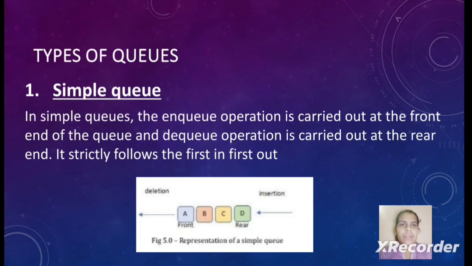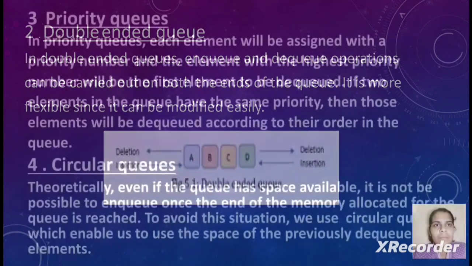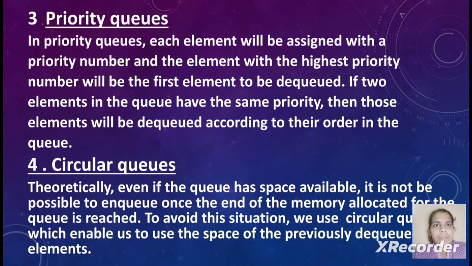Types of queues. First one, simple queue. In simple queues, the enqueue operation is carried out at the rear end of the queue and the dequeue operation is carried out at the front end, and it strictly follows first in first out. Double ended queue. Priority queues. In priority queues, each element is assigned a priority number and the element with the highest priority number will be the first element to be dequeued. If two elements in the queue have the same priority, then those elements will be dequeued according to their order in the queue. Next one, circular queues.